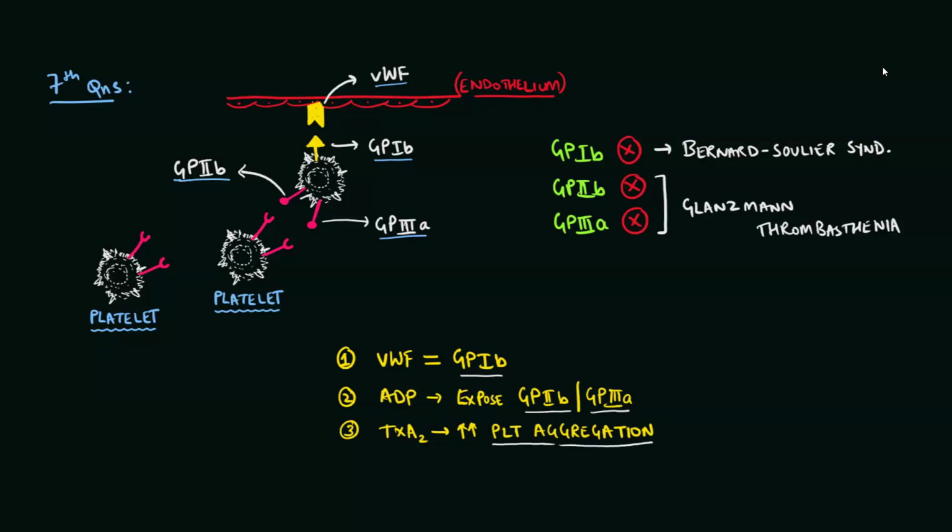If GP1B is defective, it is termed Bernard-Soulier syndrome. If GP2B or 3A is defective, it is known as Glanzmann thrombasthenia. The answer for this question is okay. This is the basic mechanism by which we see primary platelet plug formation.